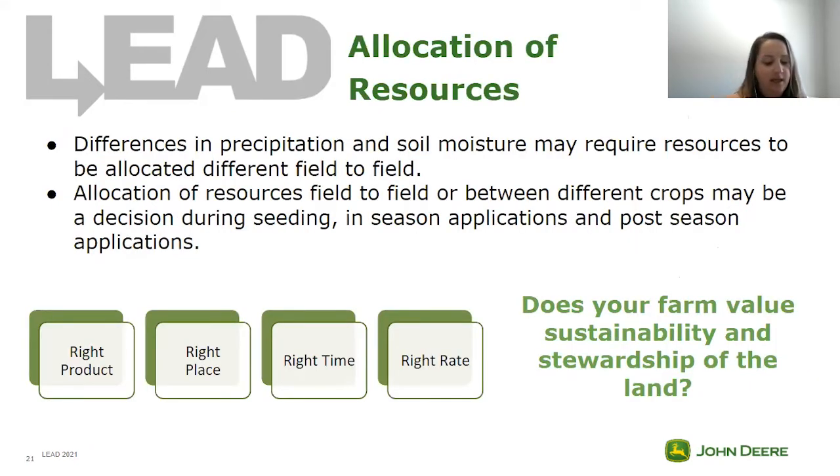So along with fertility, decision-making, and planning comes an allocation of resources. We all know that the 4 R's are very important when it comes to sustainability of the land: right product, right place, right time, and right rate. There can be differences in precipitation and soil moisture, and this may require you to place resources differently than you had originally planned. This may be field to field, this may be crop to crop.